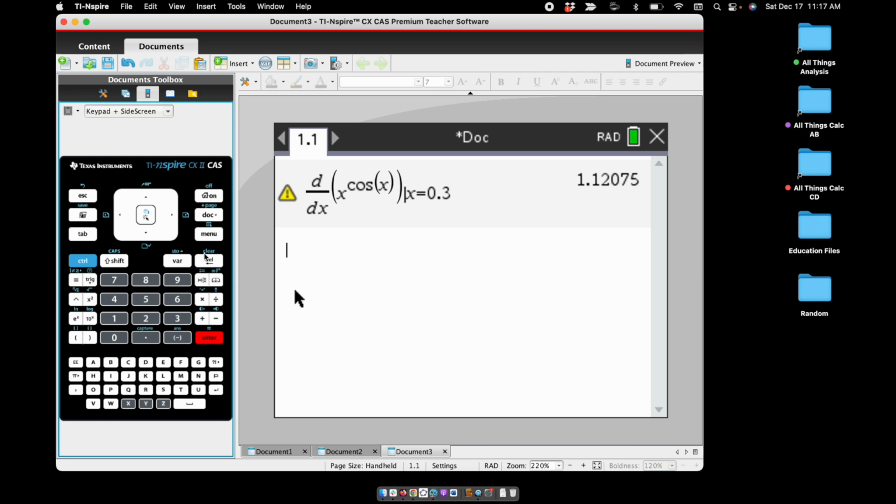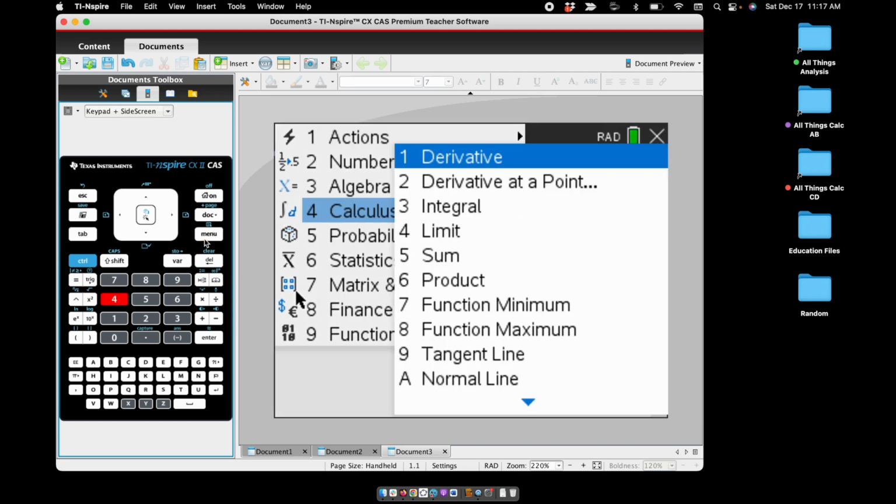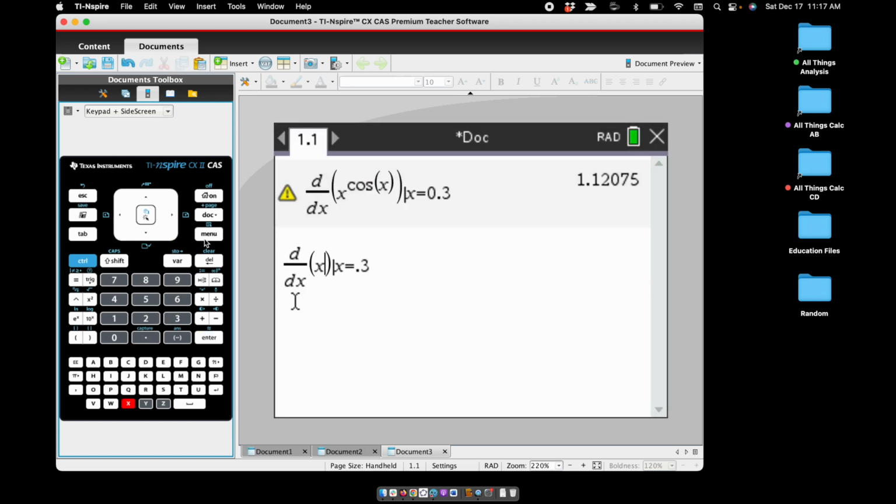So the best way to do it is to do menu, option 4, and then derivative at a point. So that's option 2. x is the variable, 0.3 is where I want it, and then you would just put in this. And there we go. So we get the same answer either way. But that, I think, is how we'd want to do it. All right, I'm going to go do the next one.